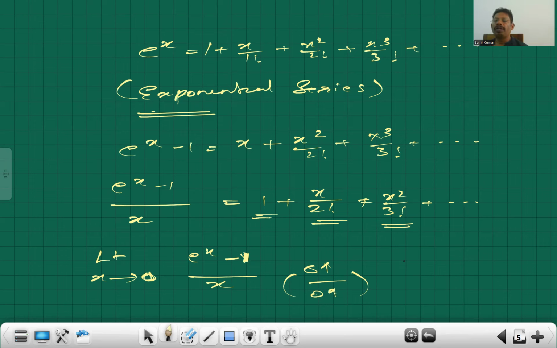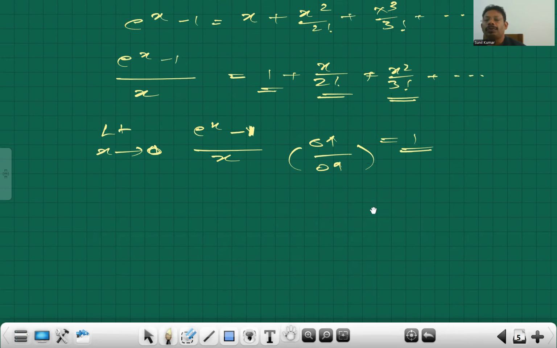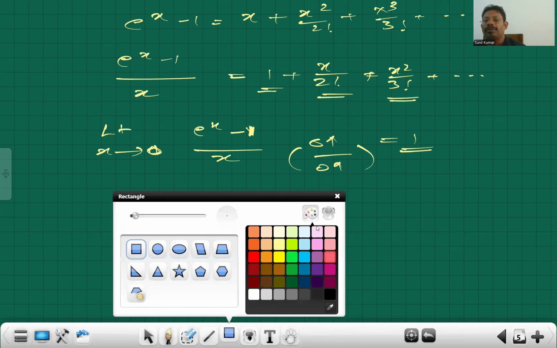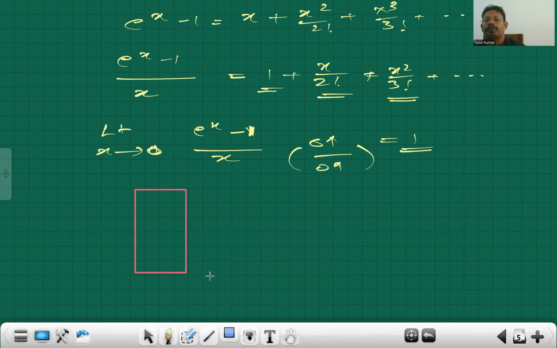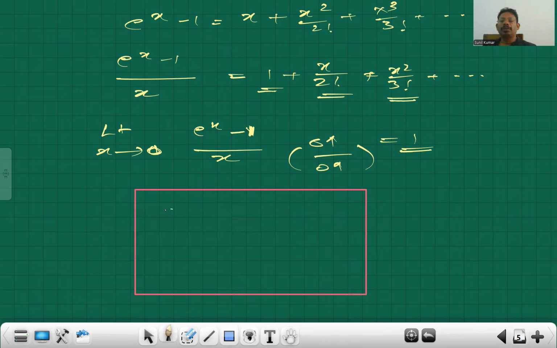So what will we get here? The answer to this problem is that e raised to x minus 1 by x is 1. That way we can use this series form. Let me put it in a box here. This is the situation: whenever x approaches 0, e raised to x minus 1 by x comes out to be 1 only.